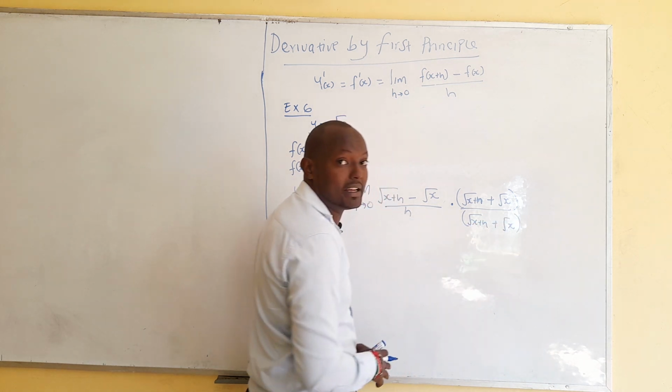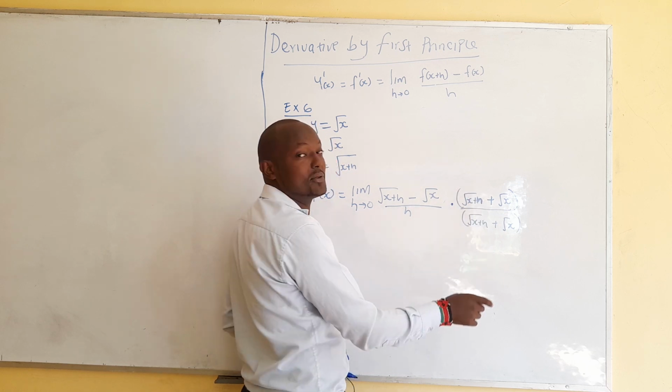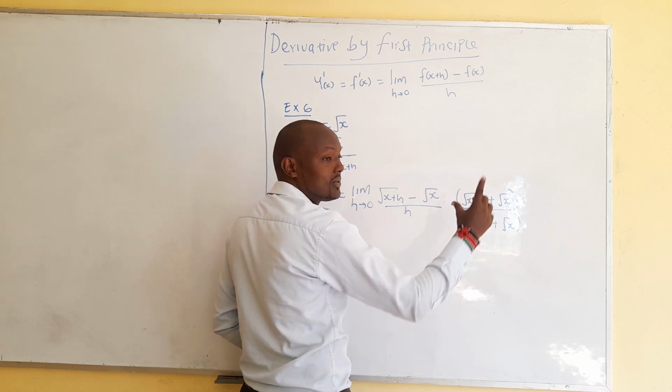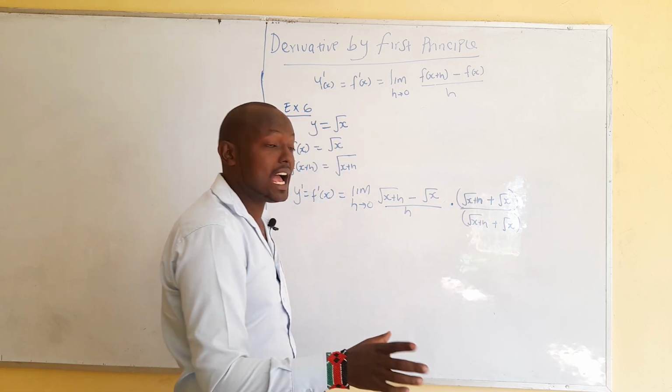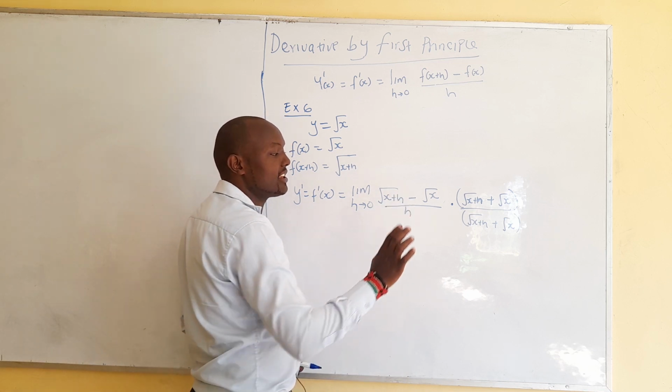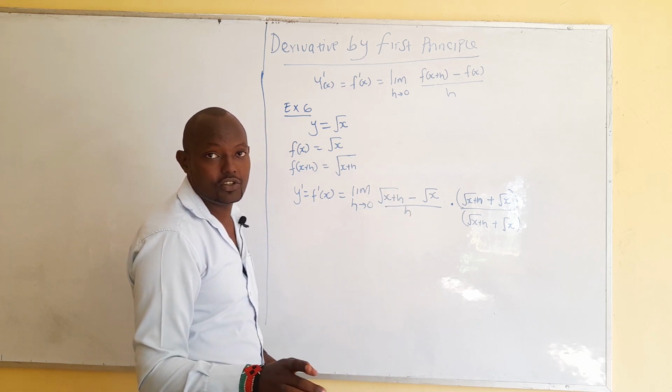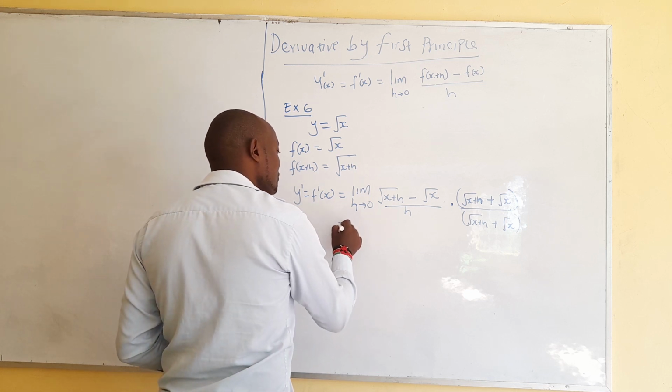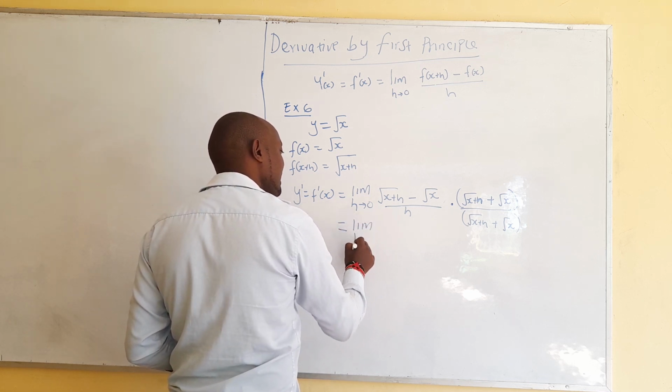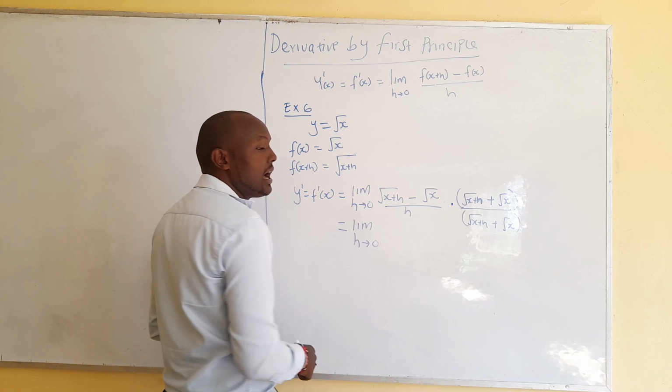So in mathematics, it's just like I have multiplied by 1, because this one over this one is 1. I haven't altered anything in my equation. So when we solve that one, you get the limit as h approaches 0.